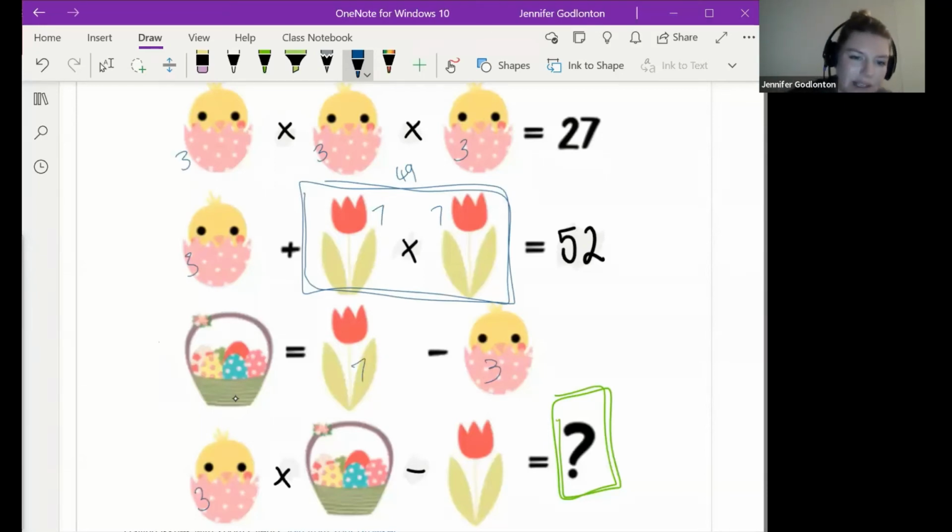And so the tulip times the tulip needs to be equal to 49, which means each tulip must be 7. So 7 minus 3 is 4, which means our basket of eggs is 4. So 3 times 4 is 12. 12 minus 7 is 5.